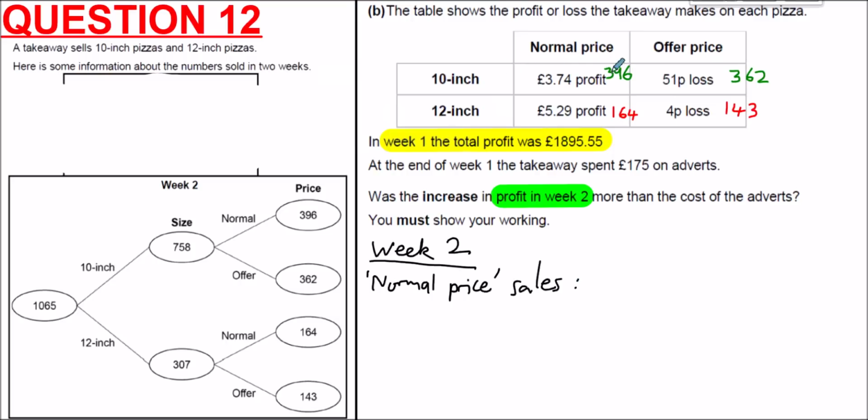If we sold 396 10-inch pizzas at normal price, that would be a profit of 396 multiplied by £3.74. And then if we also sell 164 12-inch at normal price, that'll also be a profit of 164 lots of £5.29 per pizza sold. So we can just calculate these figures on a calculator.